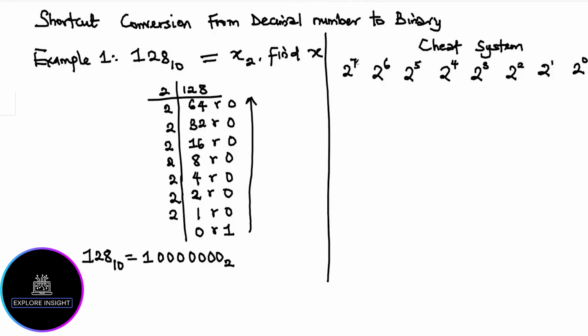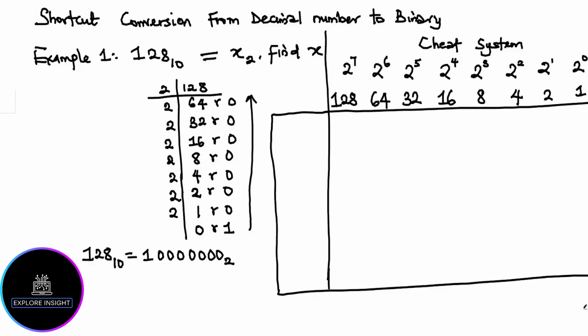If I'm to get this value, it means 2 raised to power 0 will be 1, 2 raised to power 1 will be 2, 2 raised to power 2 will be 4, 2 raised to power 3 will be 8, 2 raised to power 4 will be 16, 2 raised to power 5 will be 32, 2 to the power of 6 will be 64, and lastly, we'll have this to be 128. Isn't this amazing? Definitely it is. Now let's go in with different values and let's see how this will work amazingly.